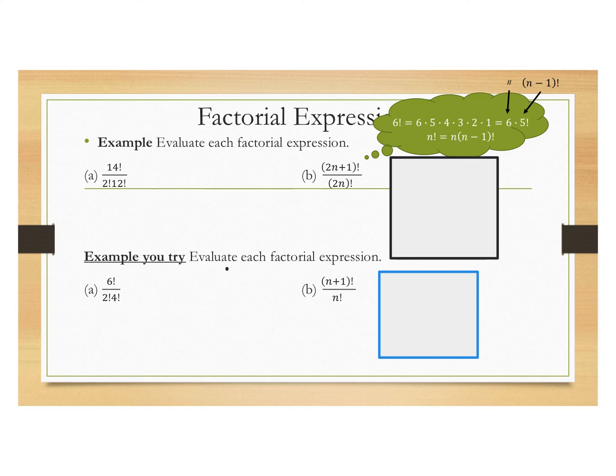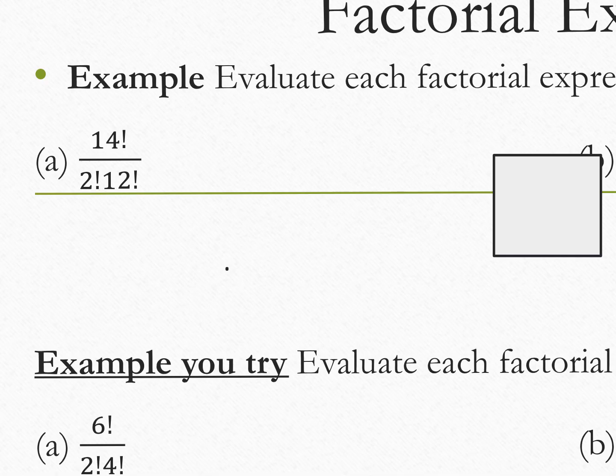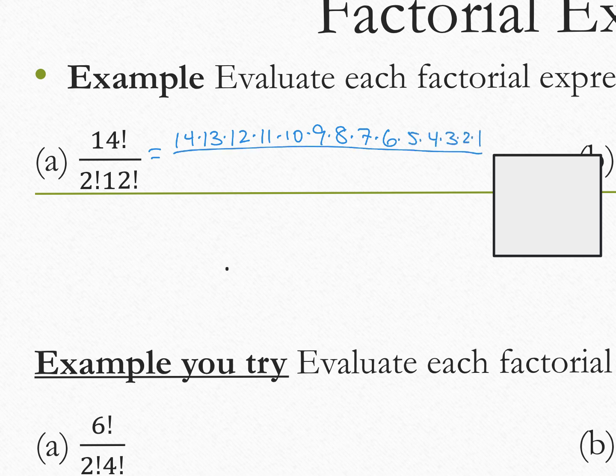Okay, so we're going to evaluate each factorial expression. Okay, so in this expression, we know that I can write 14 factorial as 14 times 13 times 12, 11, 10, 9, 8, 7, and all the way down to 1. But if I can avoid doing that, I can. Now, obviously, if you wanted to write it as such, you're more than welcome to. But it will take a little bit more time, and it is a few more steps.